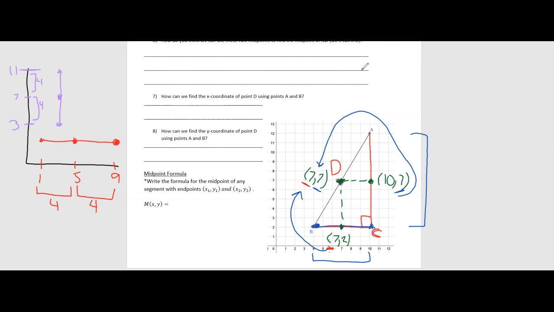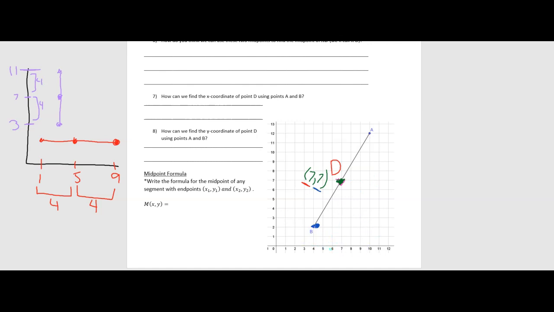The problem is we don't want to have to draw this diagram out every single time. It's a lot of work. It can be time consuming. We'd like to come up with just a formula. So let me get rid of some of this stuff. I'm going to get rid of everything except for the segment and what we know to be the points. And then I'm actually going to label point B, which is at 4, 2, and point A, which is at 10, 12.